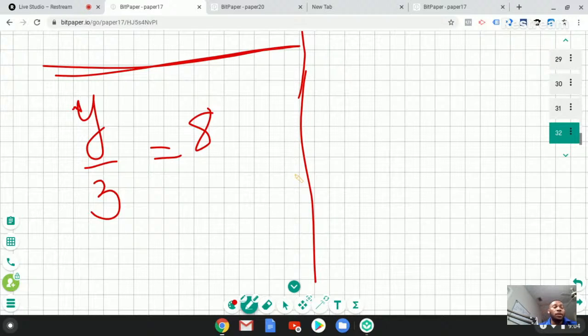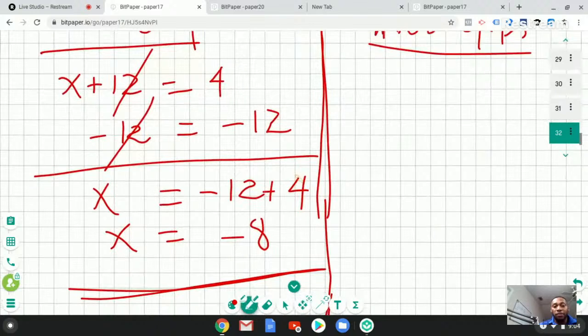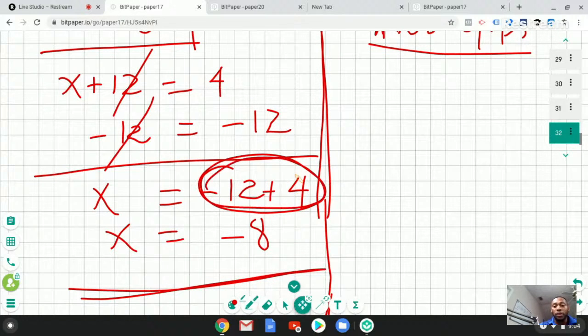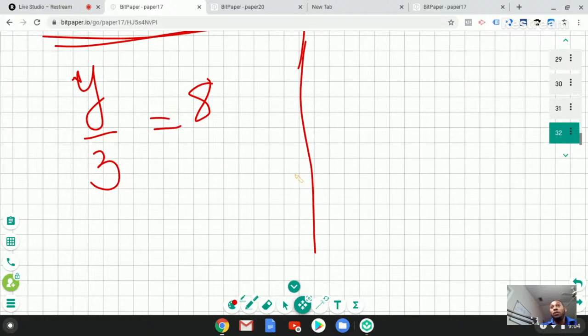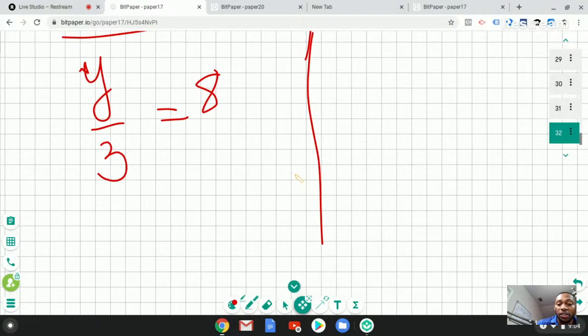Okay, so now, y divided by 3 is equal to 8. It's a one-step equation. That means after one step, y will be by itself, and then all you have to do is whatever is left to do. If I multiply through to get y by itself, all I have left to do is this operation. This is a one-step equation. After I multiply through by the number to get y by itself, all I have to do is that operation on the right side. So what do I need to do here to get y by itself?